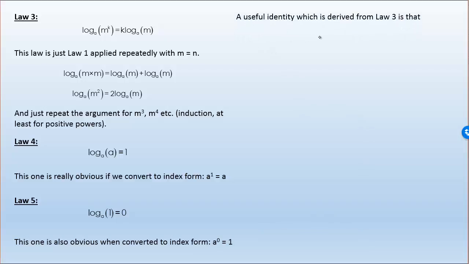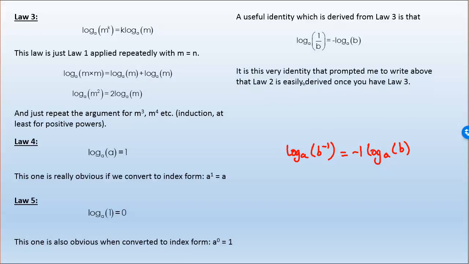A useful identity which is derived from law 3 is that log to the base a of 1 over b is negative log to the base a of b. So how did we derive that? So we've got log to the base a of 1 over b, which is b to the negative 1, and then straight away from there we know that the power can drop down in front, and then we've got log to the base a of b. And of course we don't need to write the 1 in this situation.